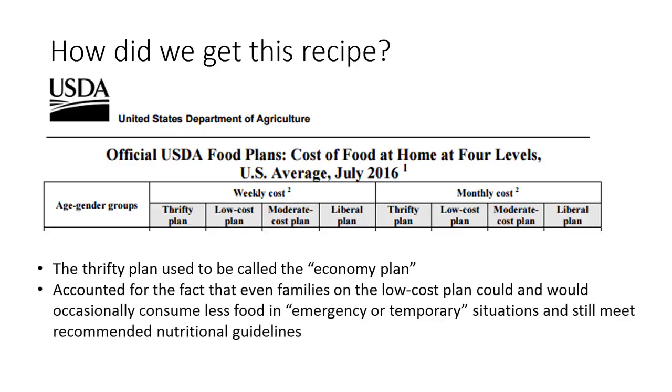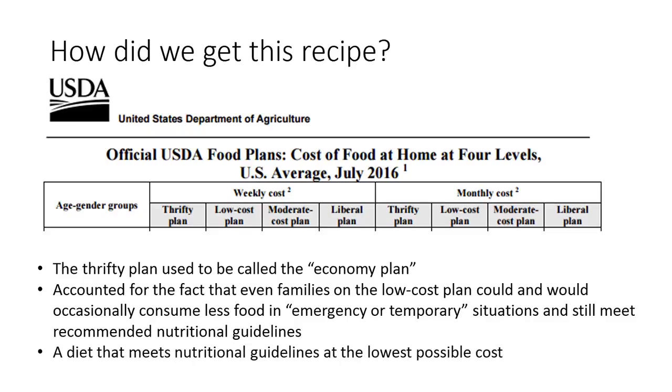And the reason they added the Thrifty Plan was because they found out that even families who were following its low-cost plan, families with fairly low incomes, could and would occasionally lower their food consumption in emergency or temporary situations if they had run out of money, and they could still meet their recommended nutritional guidelines, these guidelines also being issued by the USDA. So they created this 4th plan, the Thrifty Food Plan.